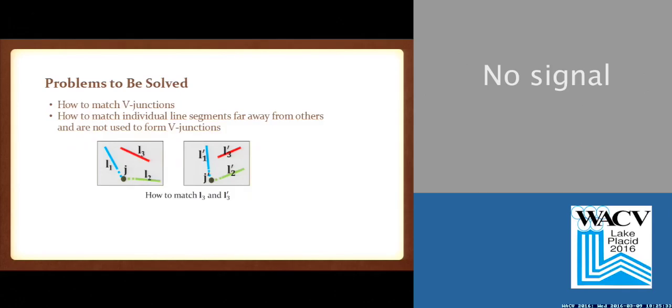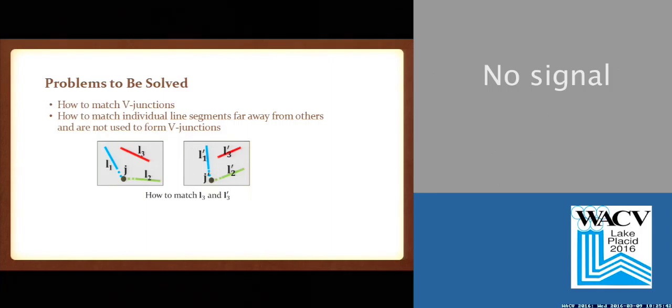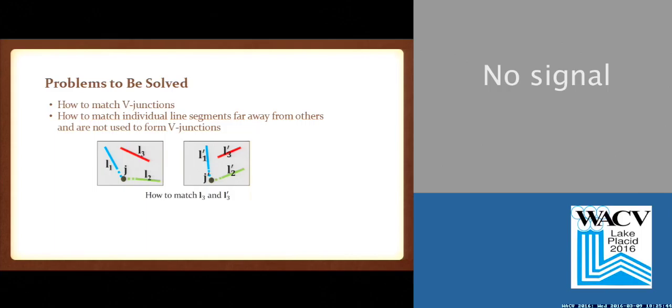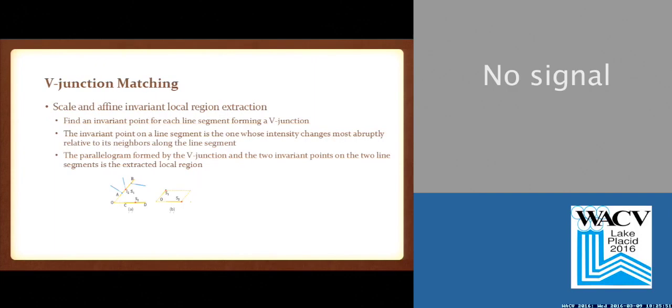With this idea, two problems need to be solved. The first is how to match V junctions. The second is how to match individual line segments that are far away from others and are not used to form V junctions. For example, L3 and L3 prime in the figure below.